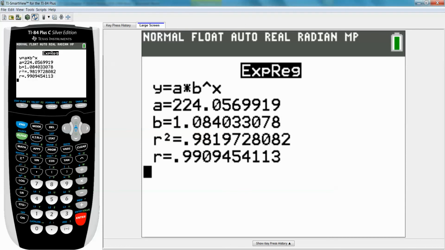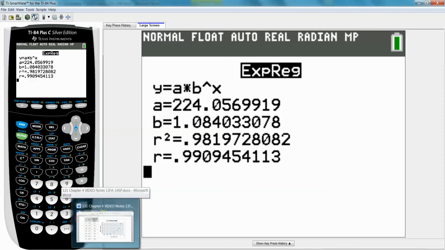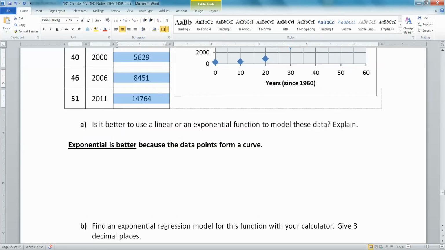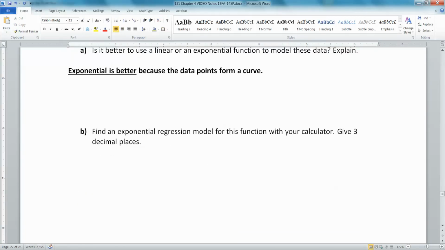And it runs it. And there it is, 224.057 or so, and 1.084 is your B. Don't worry about the R squared and the R. If they don't show up for you, I have a special calculator feature turned on. So all you care about is the A and B at this point in this course. We'll talk about R squared actually later on. Okay, so we've got our model.